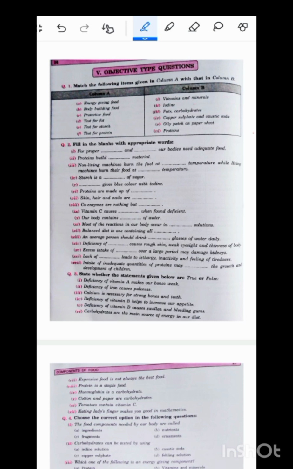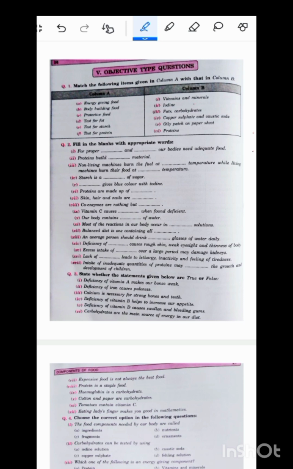Energy giving food. Matching in column B would be option 3, fats and carbohydrates. Bodybuilding food. The matching would be option 6, protein. Protective food. The matching will be vitamins and minerals. Test for fat, oily patches and pepper seed. Option E, test for starch. Test for starch, iodine test. Option 2, test for protein, copper sulfate and caustic soda test.